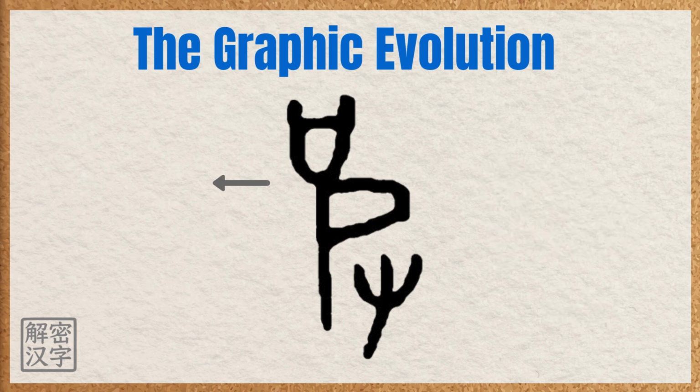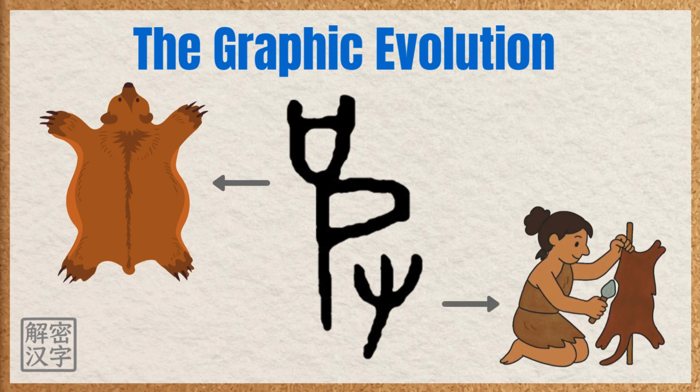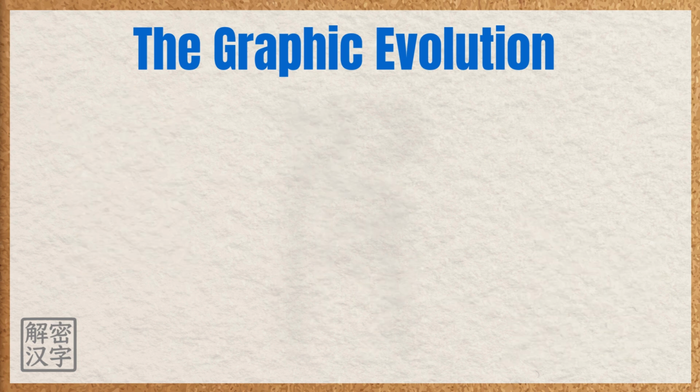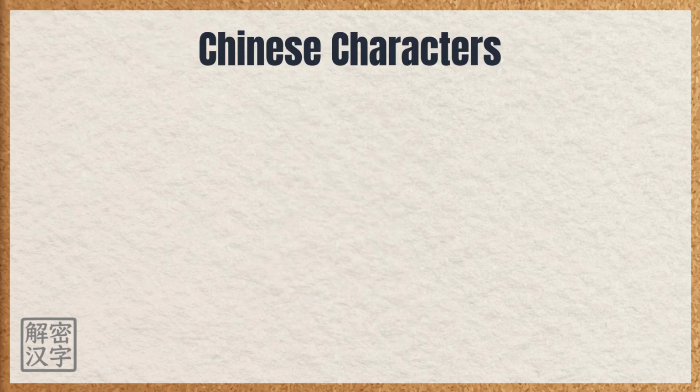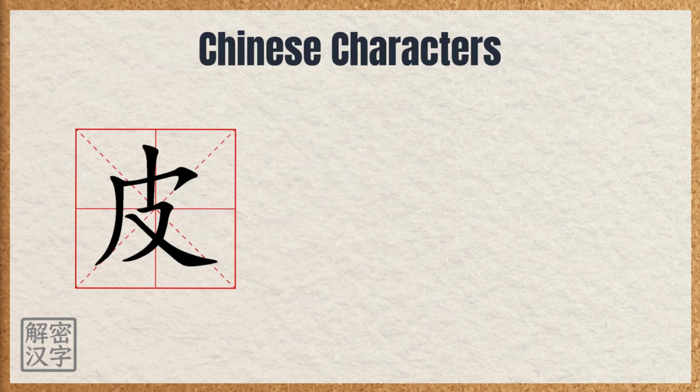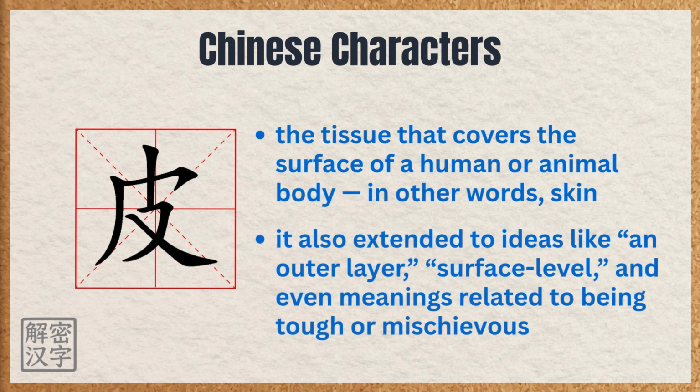The upper part suggests the outline of the hide, and the lower part shows the action of peeling the hide off by hand, vividly capturing both the origin and form of the character. Over time, it evolved into the modern character we use today. The original meaning of 皮 is the tissue that covers the surface of a human or animal body, in other words, skin. From this meaning, it also extended to ideas like an outer layer, surface level, and even meanings related to being tough or mischievous.